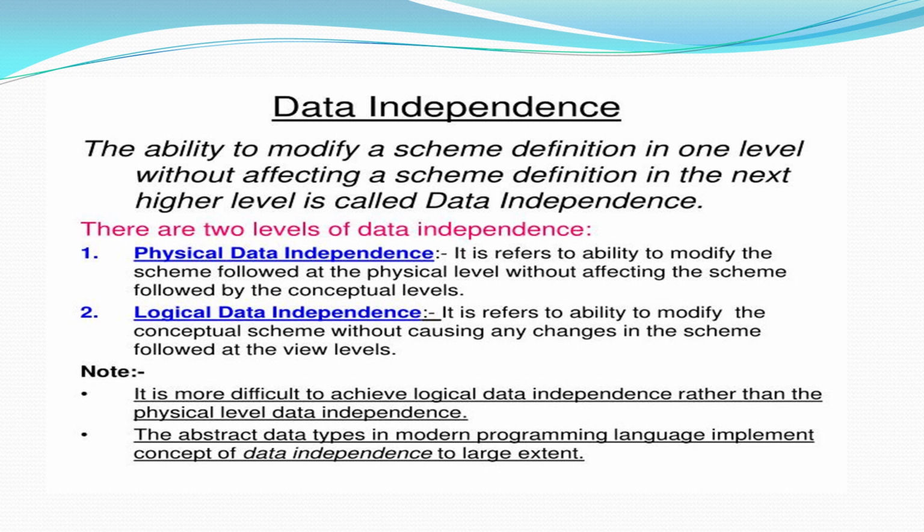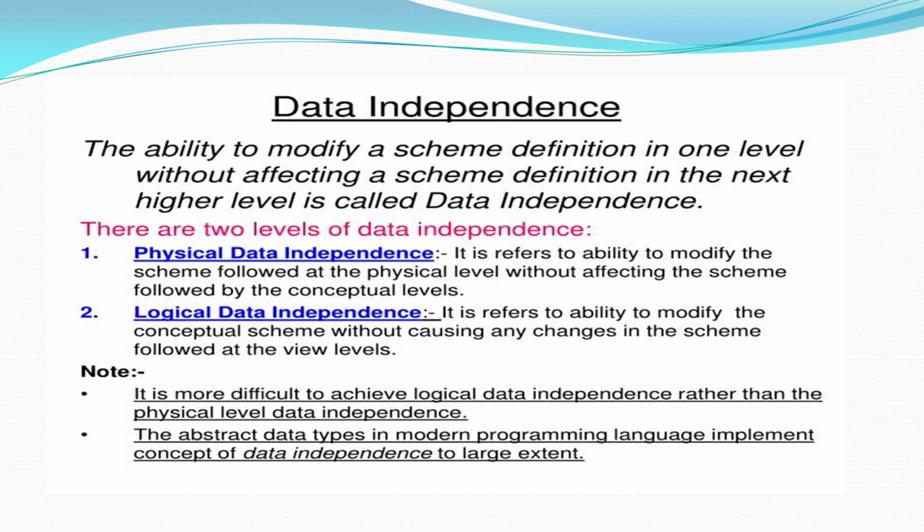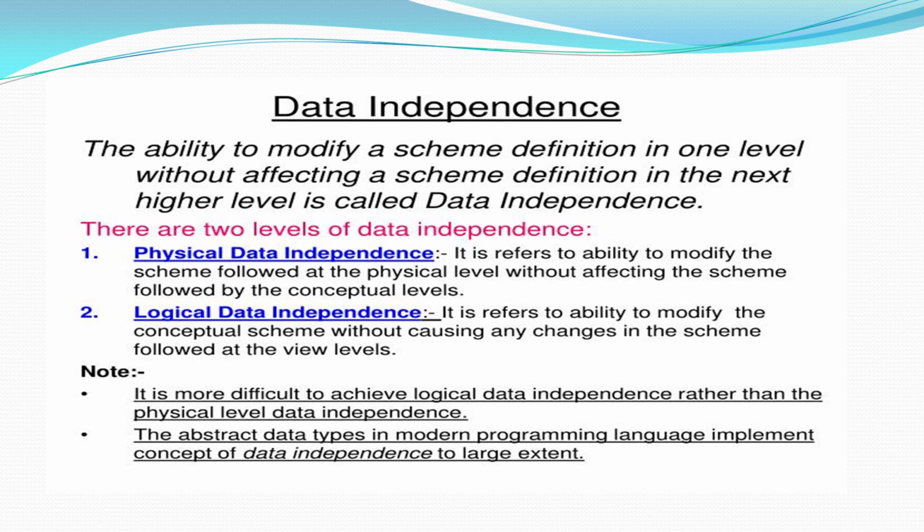So, what does physical data independence mean? It refers to the ability to modify the scheme followed at the physical level without affecting the scheme followed by the conceptual level. And logical data independence is the ability to modify the conceptual scheme without causing any changes in the scheme followed at the view level. So, it is more difficult to achieve logical data independence than physical data independence.